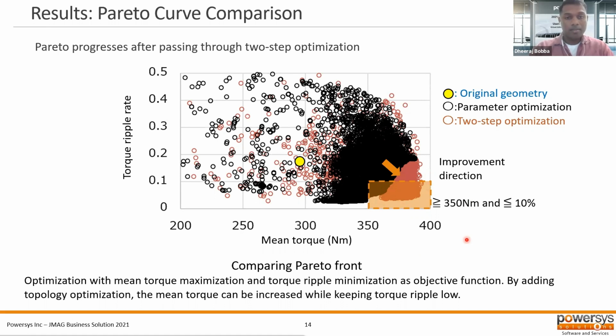So by adding this topology optimization and the two-step optimization process, the mean torque can be increased while keeping the torque ripple low, and we'll find a lot more designs in that by exploring the global space more efficiently.